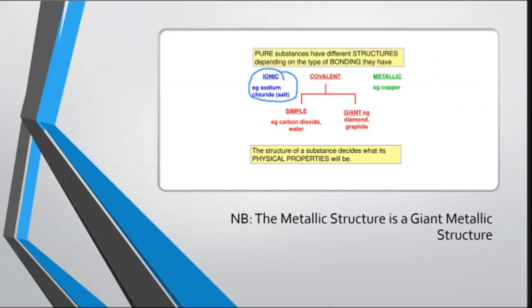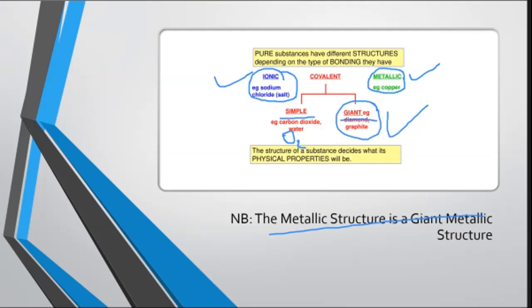We have covalent. It could be either a simple covalent bond or a giant covalent bond. Here we have graphite being giant covalent, right? But the oxygen falls under simple covalent bonding. And then we have the metallic structure, which is a giant metallic structure, while oxygen is a simple covalent structure.